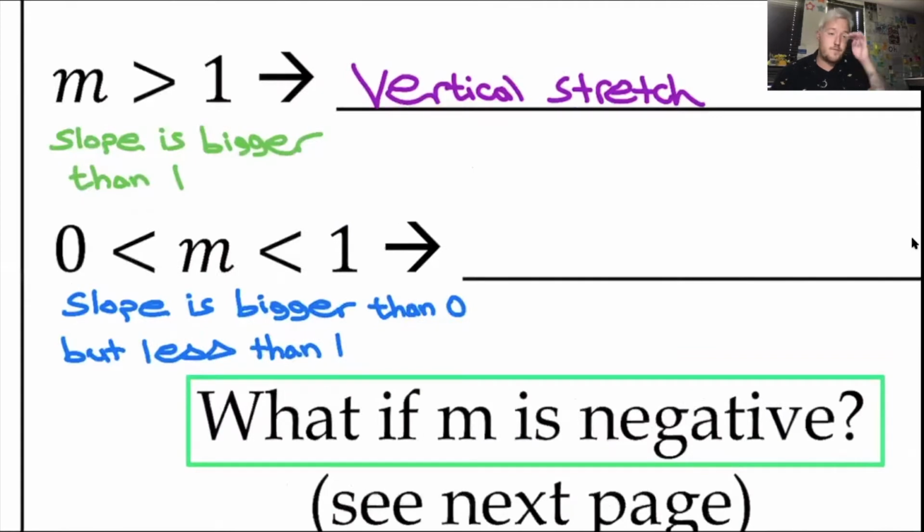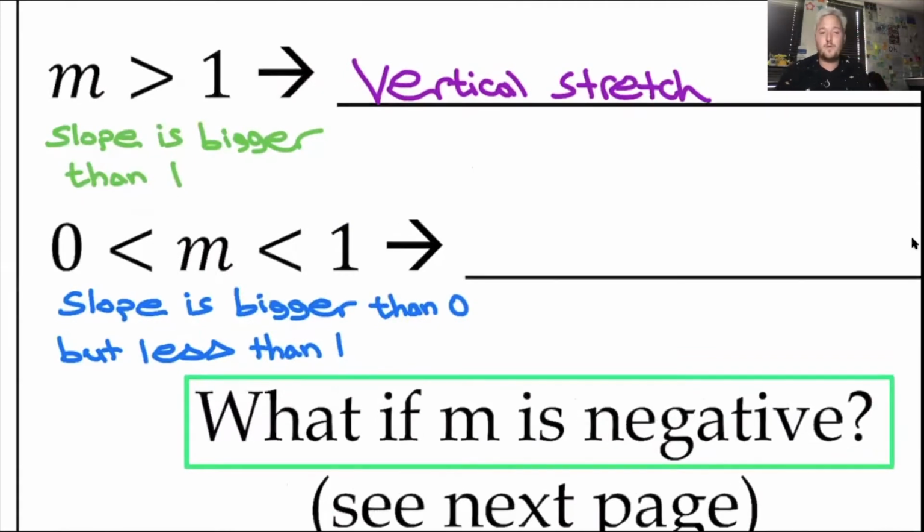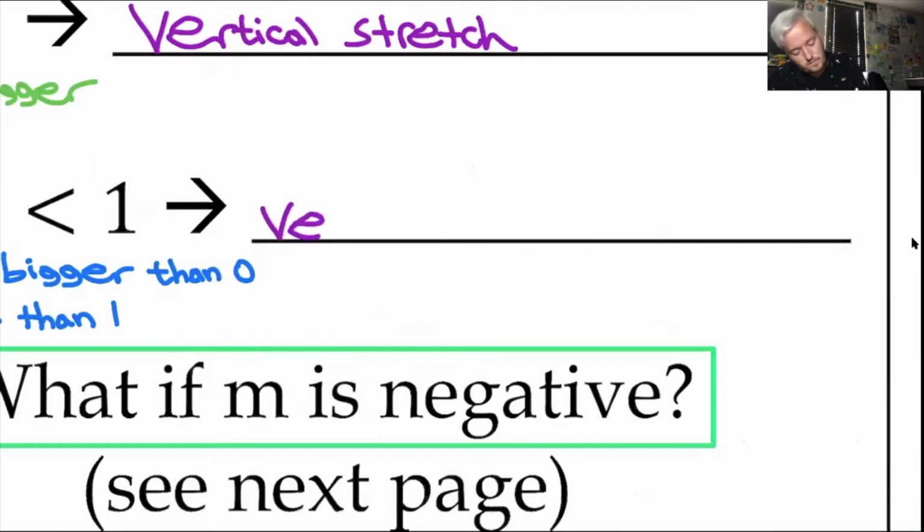All right, so now if your M value is less than 1 but bigger than 0, this is what we call a vertical shrink. So shrink or compression.